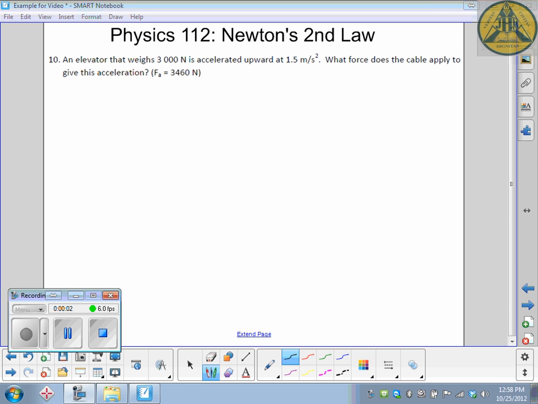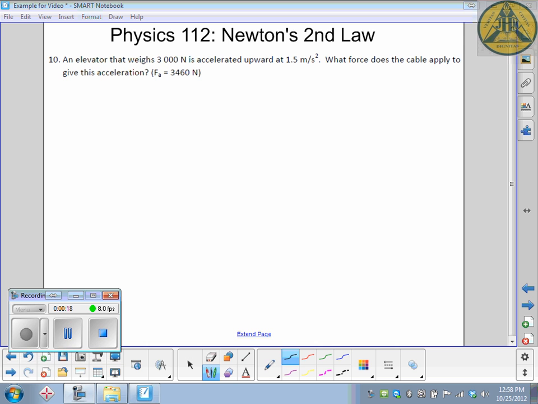And so this is an example of Newton's second law incorporating motion vertically. It's question 10 from your worksheet. It reads: an elevator that has a weight of 3,000 newtons is accelerated upwards at 1.5 meters per second squared. What force does the cable apply to give this acceleration?